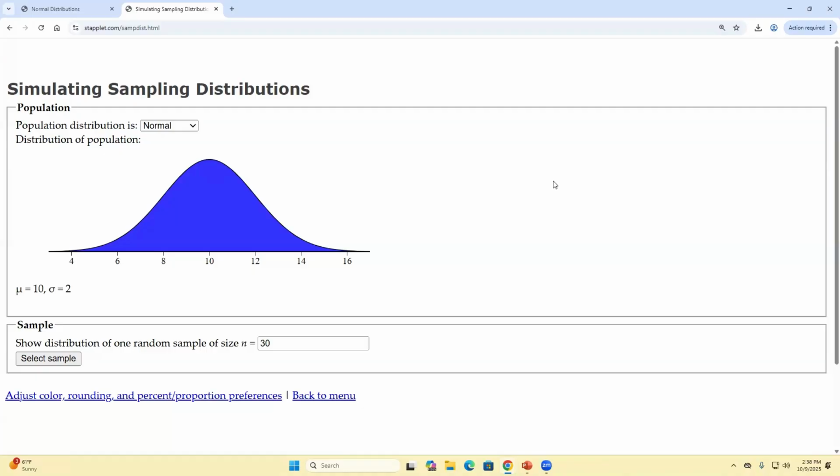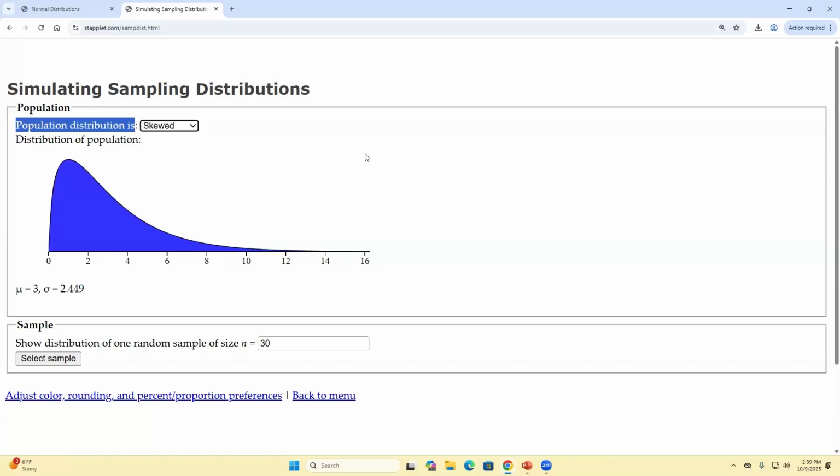So what we're going to do to start this Do It With Me demo is up here where it says population distribution, just to make it very clear the difference between the population distribution and the distribution of sample means, or the sampling distribution, we're going to choose not normal, but a skewed distribution. So we're going to change our population distribution to a skewed distribution. And then the first terms that we're going to take a look at are down here.